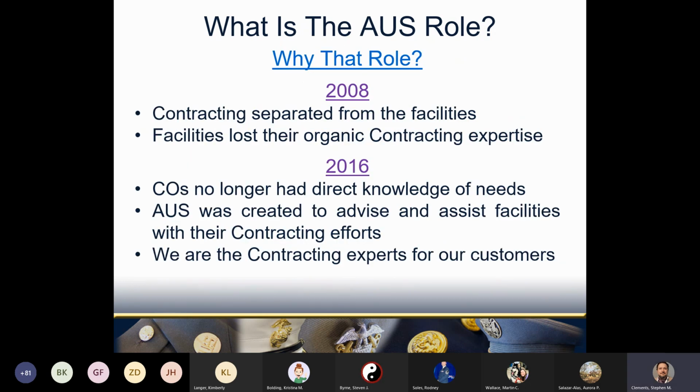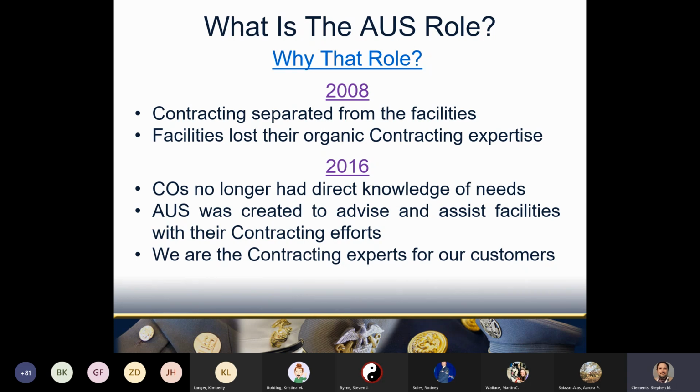And why do we have that role? Well, back in 2008 or before 2008, contracting officers were typically on site with our facilities and could act as advisors and experts for our customers. They were right there. They could lead our customers through the justification process because they were in the same facilities and directly worked with these people every day. In 2008, however, the great separation happened and contracting was moved out. They were given their own office spaces, often separate from the facilities, and they were taken out of our chain of command and given their own.